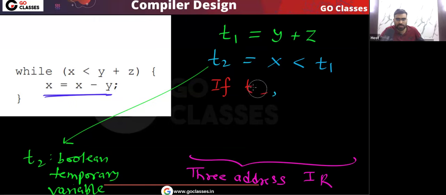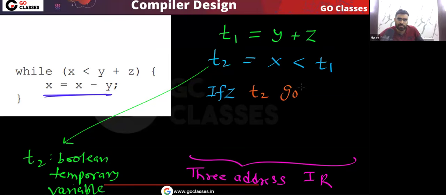Or maybe you can do it like this. If T2 is false, then go out of the loop. Agree with me? If T2 is false, if Z T2, okay, I will explain, don't worry. So let's write the IFZ. What this IFZ means, I will tell you. IFZ T2. If this T2 is false, then what should we do?